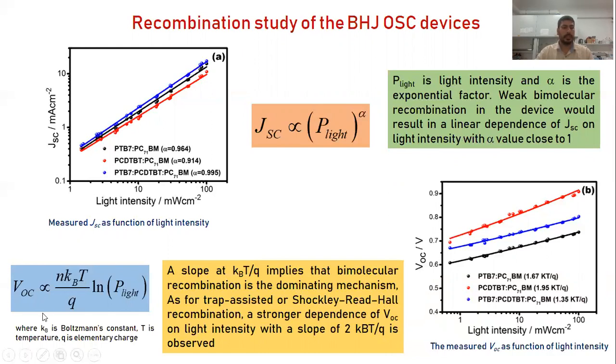Further, we can also understand the VOC, the open circuit voltage, with respect to the light intensity. When we plot it, the dependence of VOC on the light intensity follows this relation. If we calculate the value of n, and suppose the value is close to 1, that indicates that your device is dominated by bimolecular recombination. And if your value is near 2, that shows that your device is dominated by trap-assisted or Shockley-Read-Hall recombination. From these equations and this characterization, you can evaluate what type of recombination mechanism is dominant in your device.